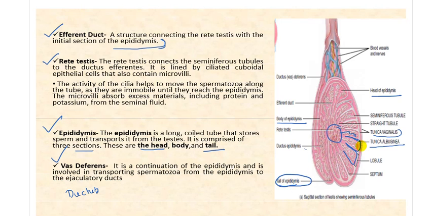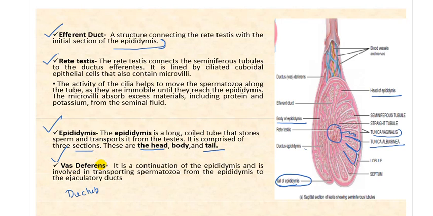Everything is connected. First is the lobule, then the retrotestis, then the efferent duct, then the epididymis, then the vas deferens. So as I tell you, you can write it down in your copy so that it will be very clear to you how the movement occurs, right?